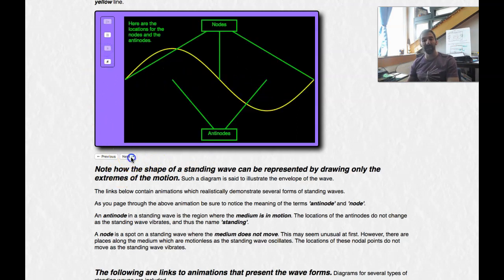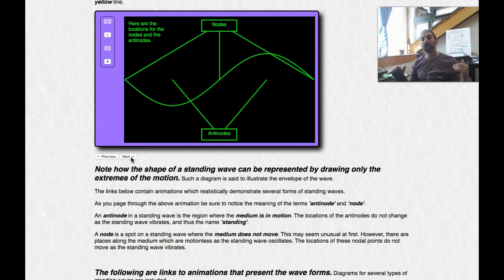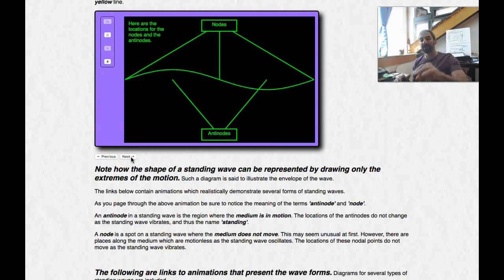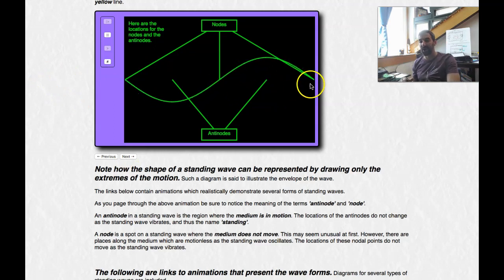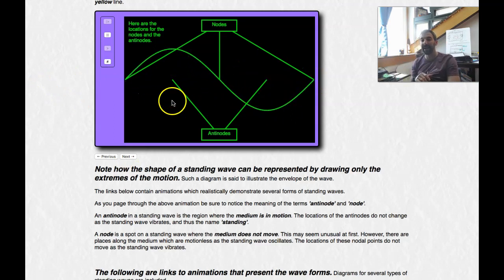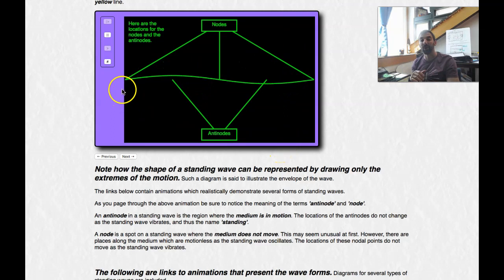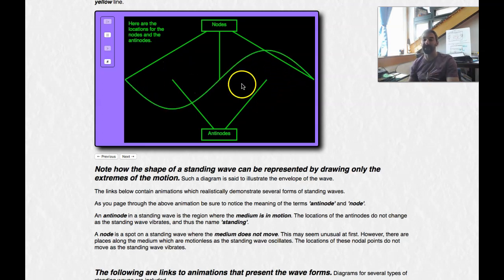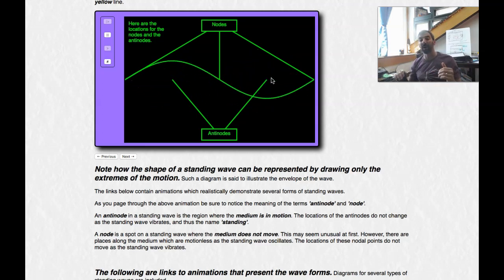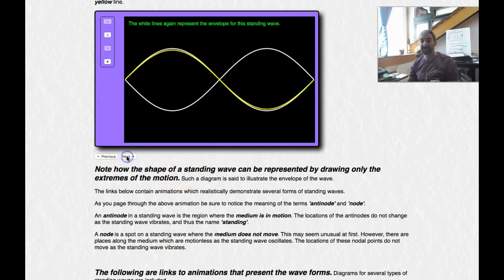As we go forward, nothing has changed with our vocabulary. We have three nodes. You can see no movement, no movement, no movement, and two antinodes. Here, maximum interference, maximum interference. Now let's use some of those words. Those nodes are places where there is destructive interference taking place. You're going to see that in a minute. The antinodes are where there is constructive interference taking place.